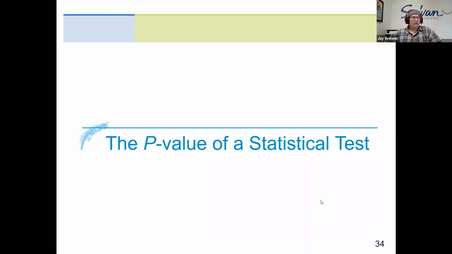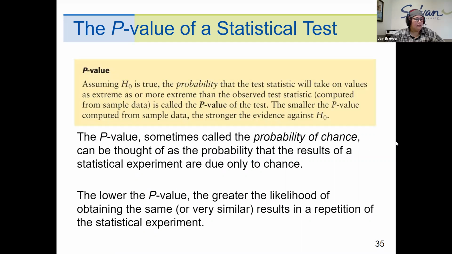All right. The p-value of a statistical test. You can definitely pause and write this down. Assuming H sub 0 is true, the probability that the test statistic will take on values as extreme or more extreme than the observed test statistic computed from the sample data is called the p-value of the test. The smaller the p-value computed from the sample data, the stronger the evidence against the null hypothesis.